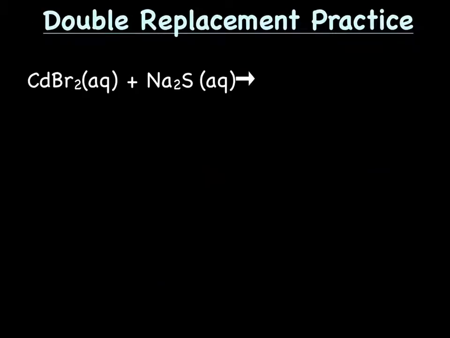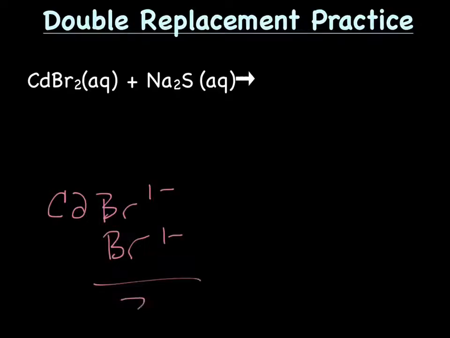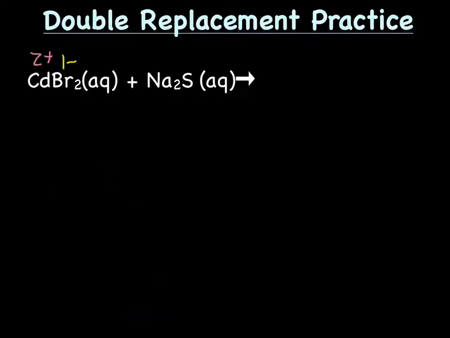Okay, let's try a practice problem. I'm going to suggest that you please try this on your own first and then hit play and see how you did. Cadmium is not a group 1A, 2A, or 3A metal, so we have to go backwards to figure out its charge. We have Cd and 2 Brs, which each have a 1 minus charge. That gives us a total of 2 minus, which makes cadmium a 2 plus. And we know that bromine is a 1 minus. Sodium is a 1 plus, and sulfate is a 2 minus.